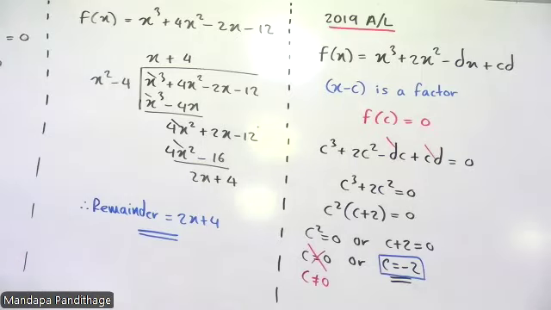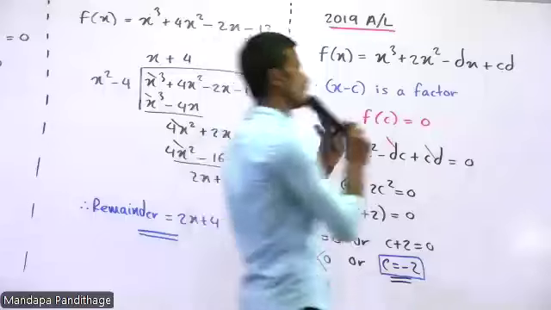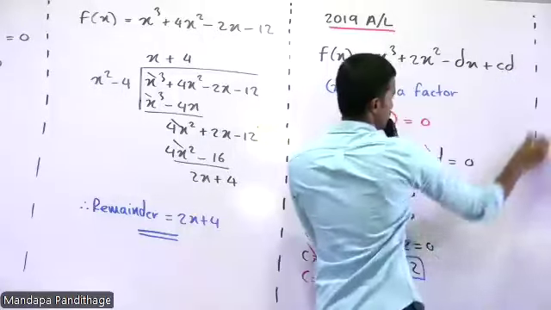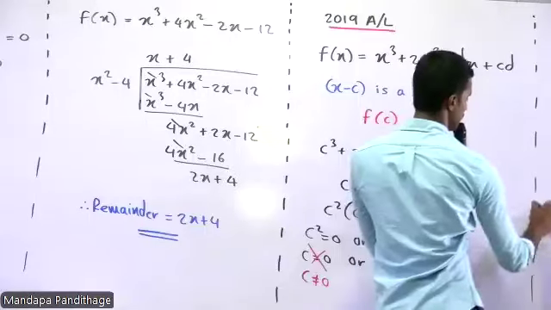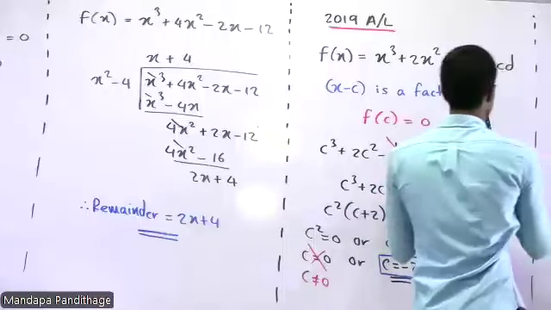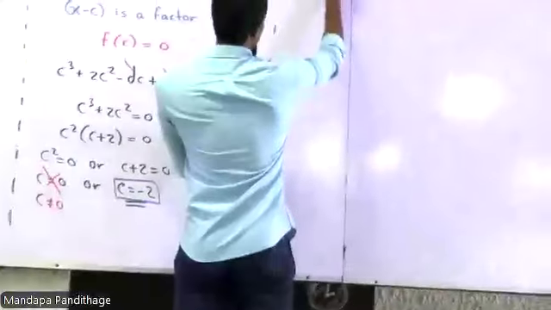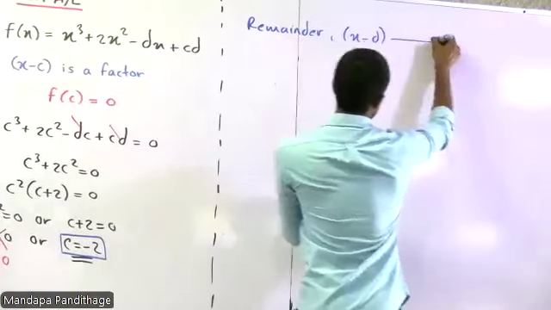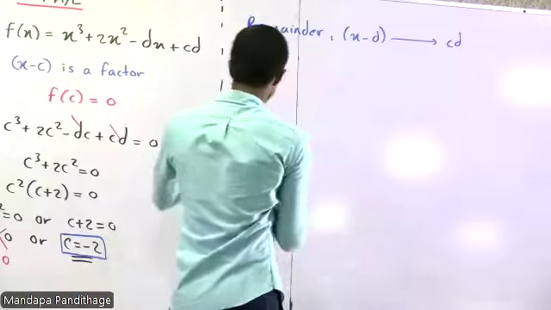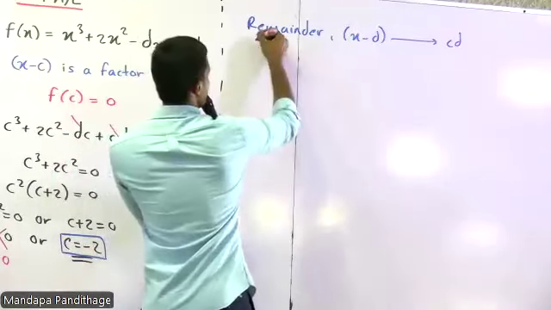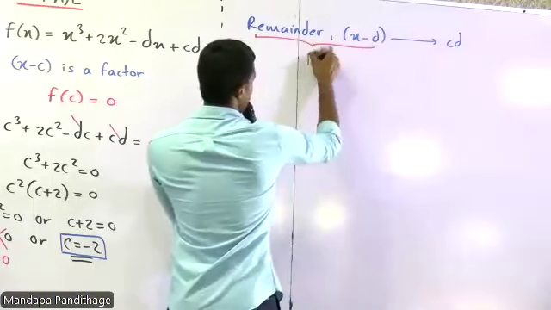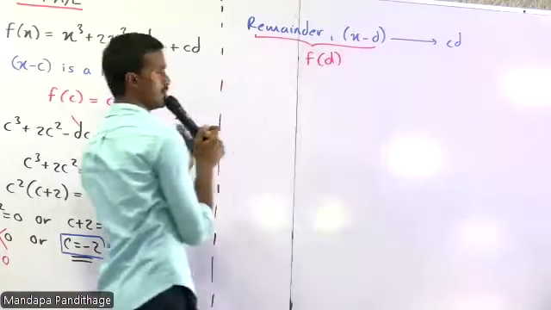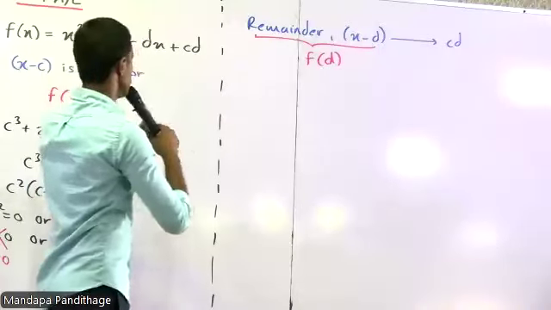The other data is when divided by x minus d, the remainder is cd. So it's a weird remainder, which means there is a reason why they have given it. An unusual remainder. And then you can write remainder when divided by x minus d, it's cd. But I know when I divide by x minus d, then normally the remainder is f(d), which gives you that f(d) is equal to cd.